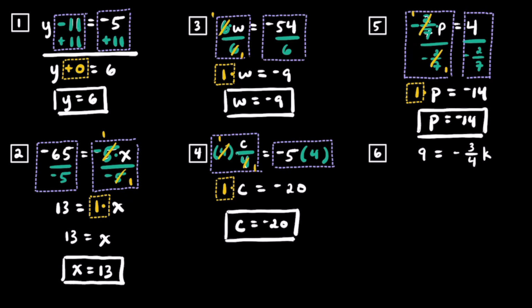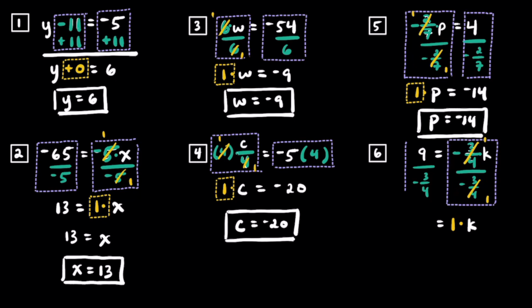For number 6, we have 9 is equal to negative 3/4 times k. So to get rid of this negative 3/4 that's being multiplied by k, or its coefficient, let's go ahead and divide both sides by negative 3/4. That's just using the division property of equality. The right side's a little bit easier, so I'm just going to go ahead and do that first, because when we have this negative 3/4 over the negative 3/4, those are going to just cross cancel and make a 1 and a 1. So on the right side of the equation, we're going to have 1 times k.